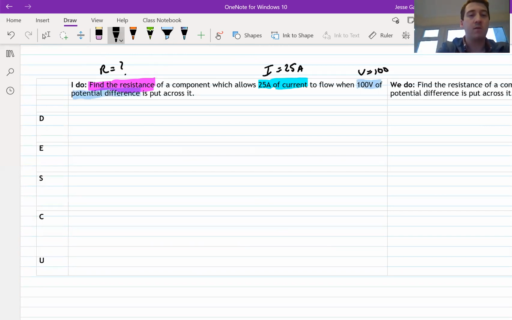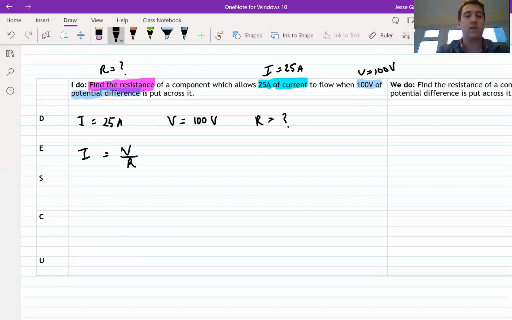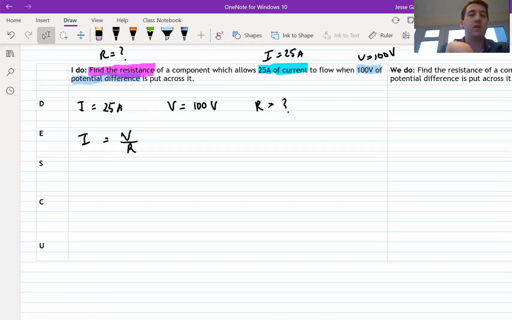So on my data line, I'm going to write that down. I'm going to say I equals 25 amps. I'm going to say V equals 100, and that should be V, volts. And R is the unknown, question mark. We don't know that one. The equation is the same as always. I equals V over R. That's Ohm's law. Substitute is the next line.